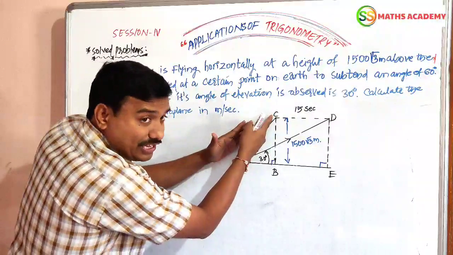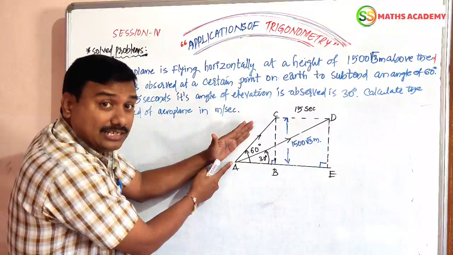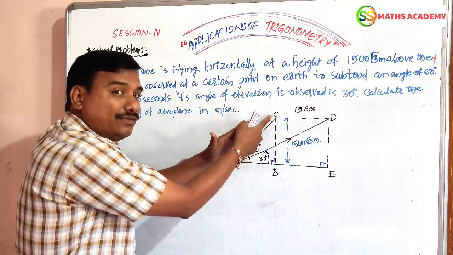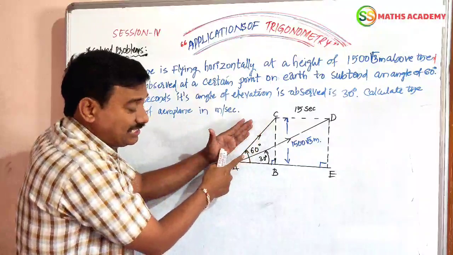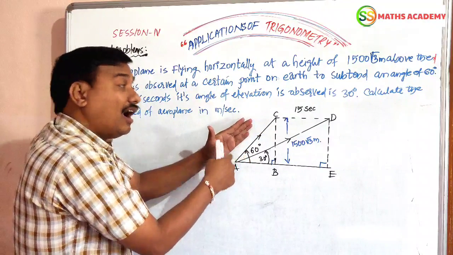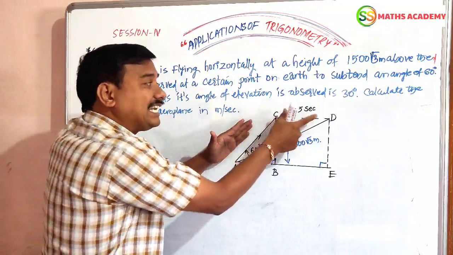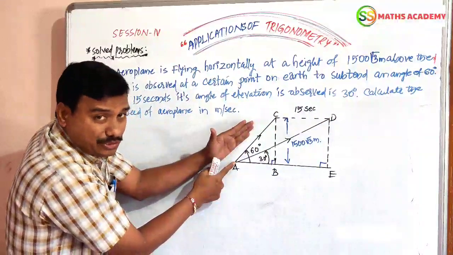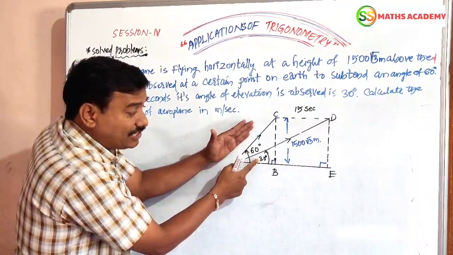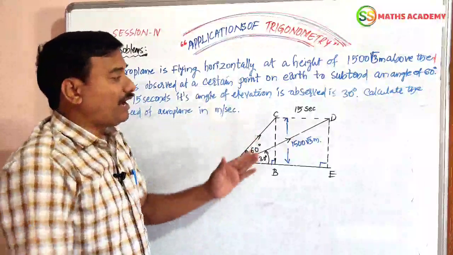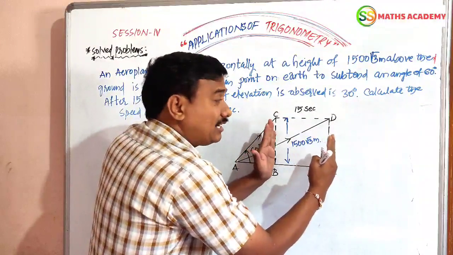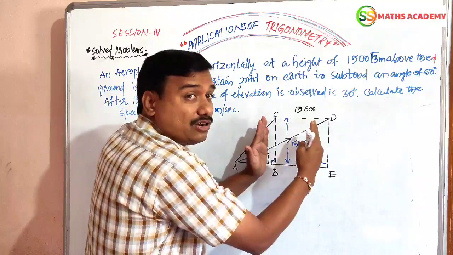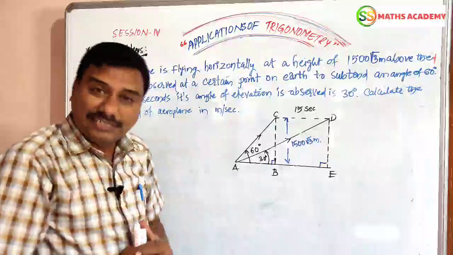Here the aeroplane is flying at a certain point. On earth, we are observing the aeroplane with a 60 degree angle of elevation. After 15 seconds, the aeroplane moves, and we observe the same point when the angle of elevation is 30 degrees. Then find out the distance it travels. We have to find the speed in meters per second.